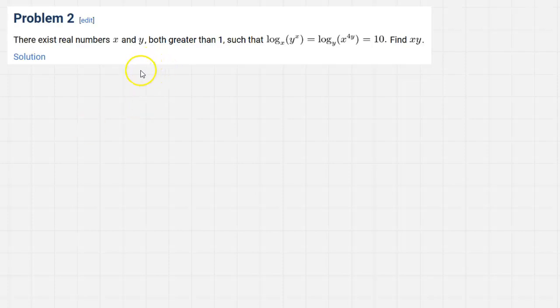Pause the video and try this question from the AIME exam. It's one of the easiest questions you might ever see on the AIME. We're given two real numbers, x and y, both of them greater than 1. And we're given this little equation over here.